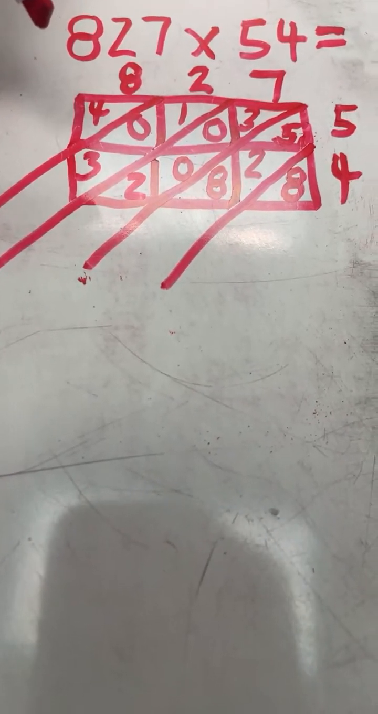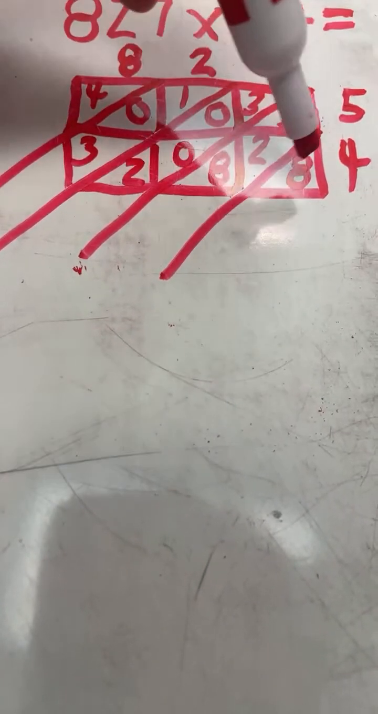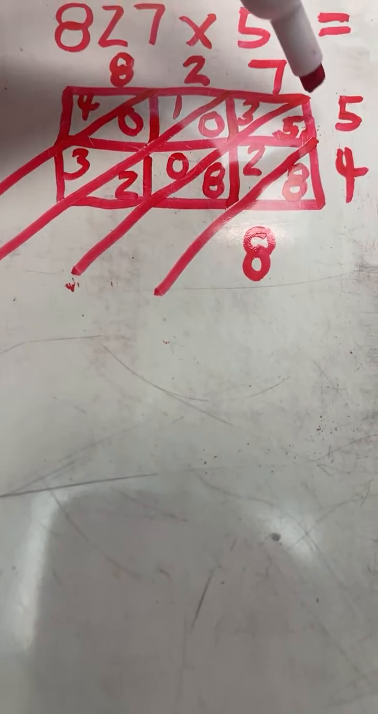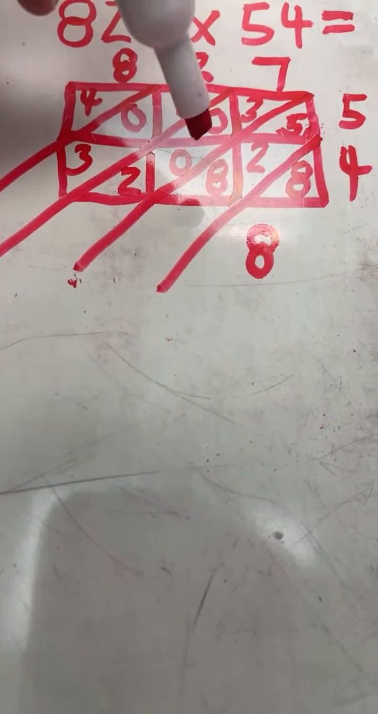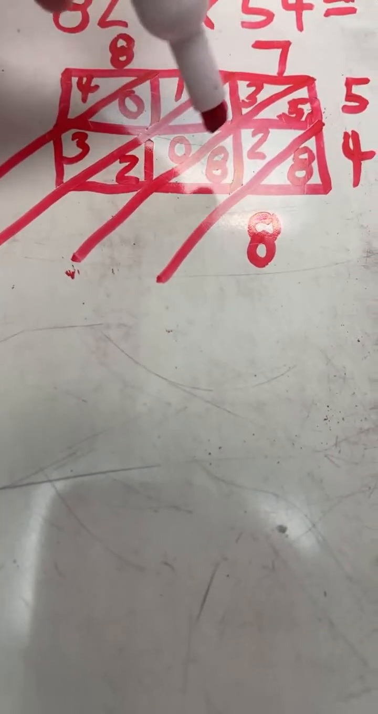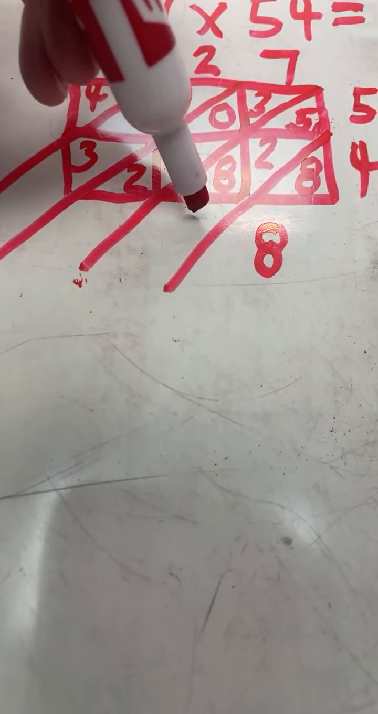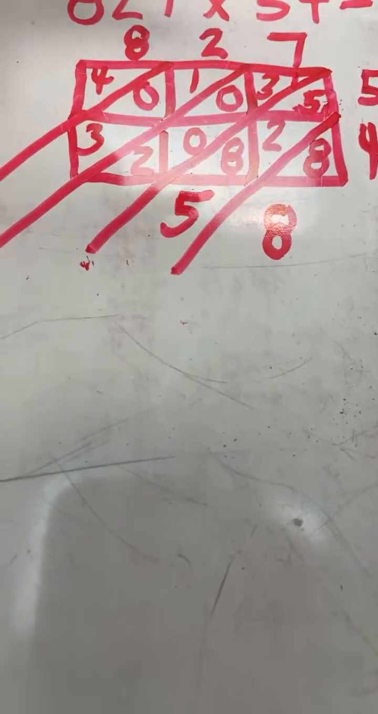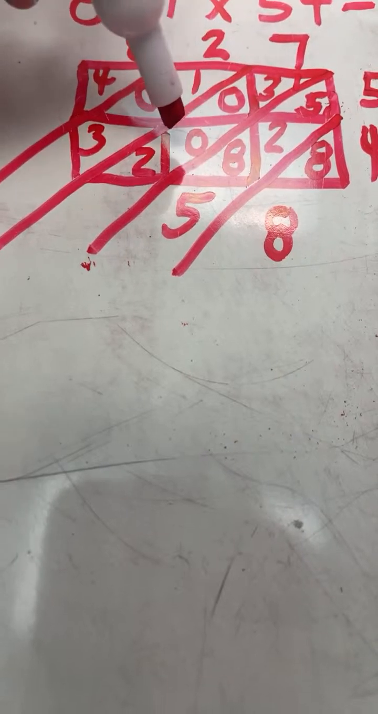Now we're going to add our numbers together. Going along the diagonal lines, along this diagonal line, the only number inside the square is 8. So we're going to put an 8 here. And between these two diagonal lines, the numbers inside the square are 5, 2, and 8. So 5 plus 2 equals 7, plus 8 equals 15. We will need to regroup. So we're going to put a 5 here, and then we're going to carry the 1 over. 1 plus 3 equals 4, plus 0 still equals 4, plus 0 still equals 4, plus 2 equals 6.